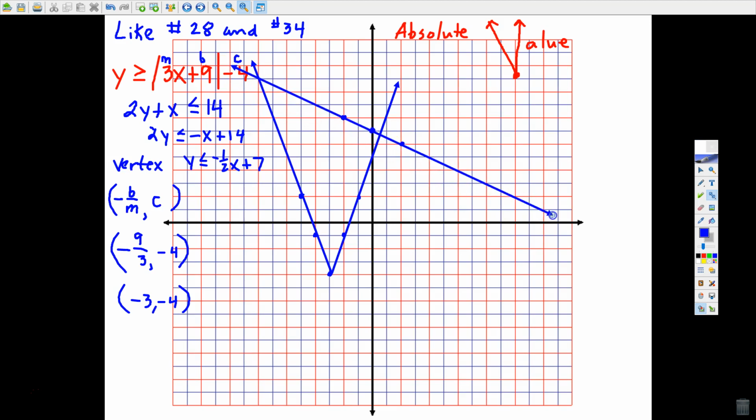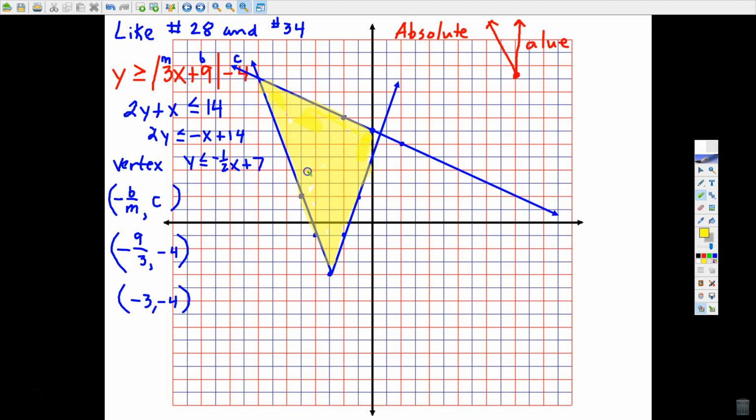And this line cuts through my V, as you can tell. And now all that's left to do is the shading. So I'm supposed to shade below this line, but we already said we're shading inside the V. So the result of this is I cannot go over that line, and then I've got to stay within the V. So this represents the solution, everything in the yellow.